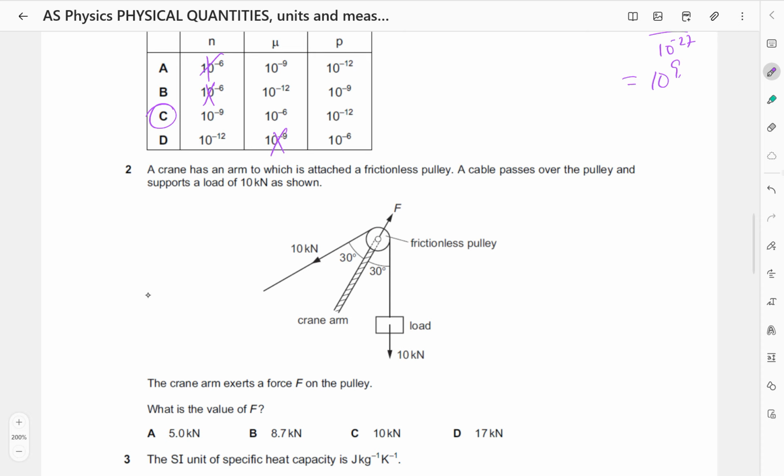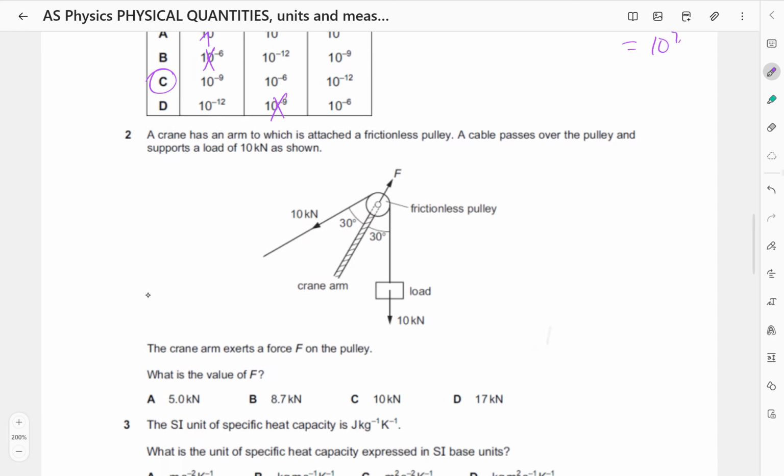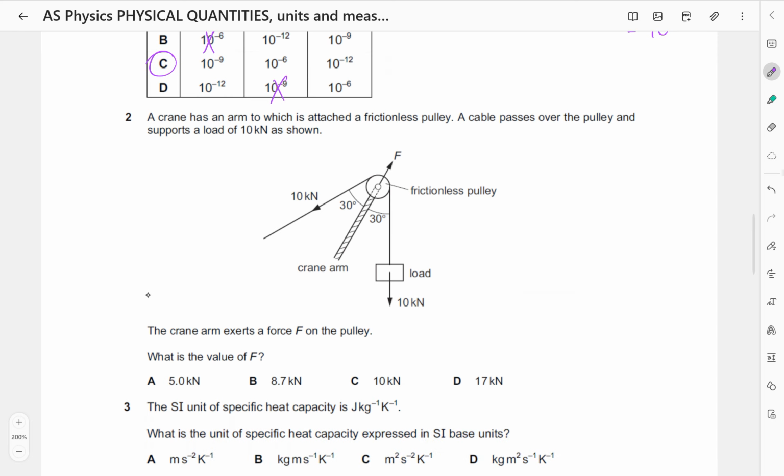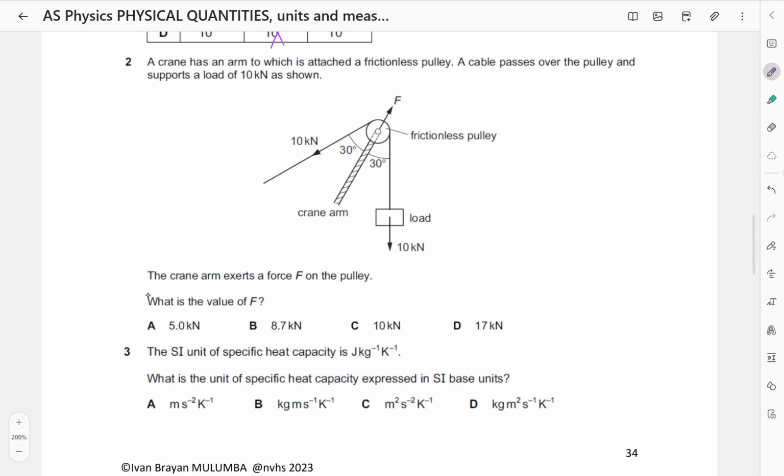A crane has an arm to which is attached a frictionless pulley. A cable passes over the pulley and supports a load of 10 kilonewtons as shown in the figure. The crane arm exerts a force F on the pulley. What is the value of F?